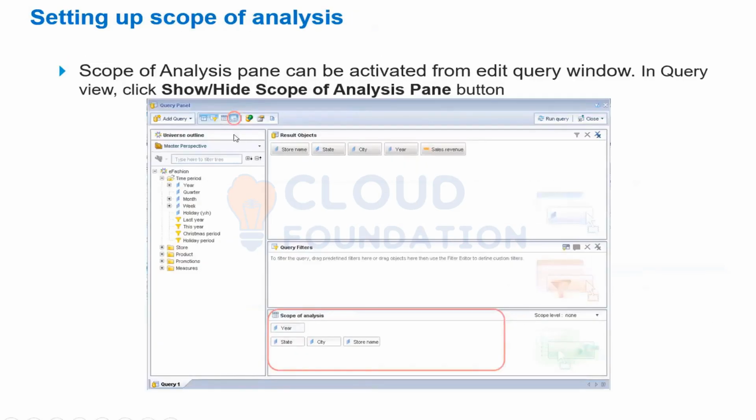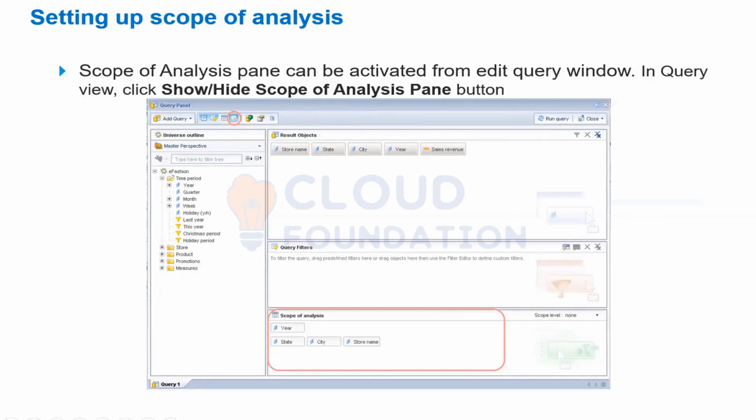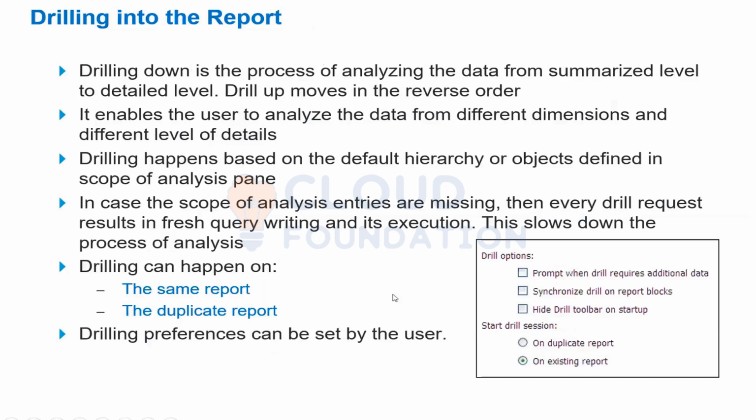If you see here, this window is the scope of analysis. Here we have enabled it. Here the scope level is none. That means whatever we include in the report will only appear, like state, city, store name, year. Only year will be there, as the scope of analysis is none. If you put 1 level or 2 levels, those objects automatically come into the query even if you don't include them in the result objects.